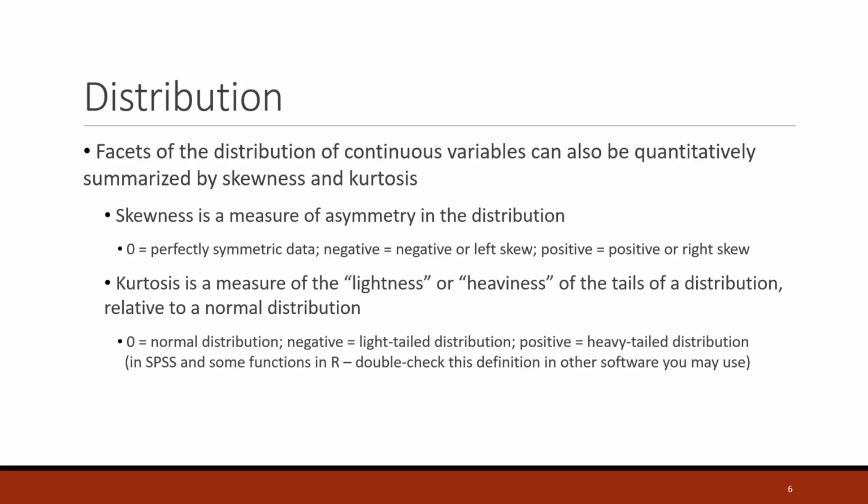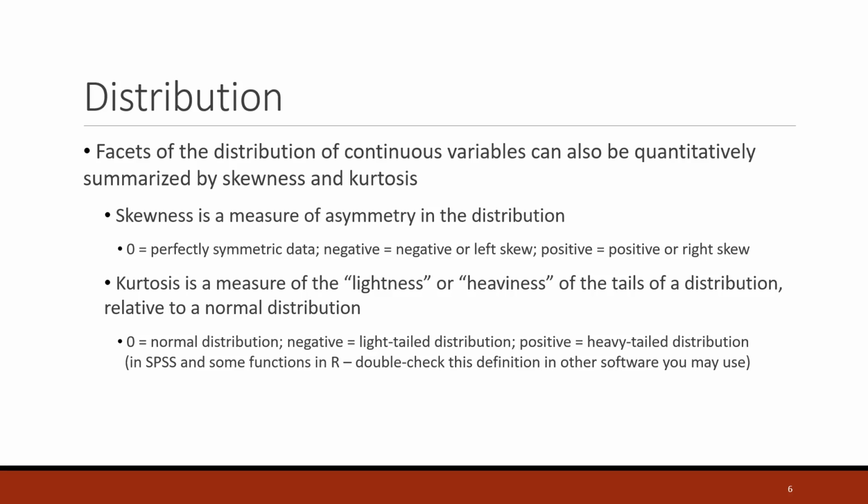Some additional facets of the distribution of continuous variables that we might want to take a look at, and that can be quantitatively summarized, are skewness and kurtosis. Skewness is a measure of asymmetry in the distribution of our variable. Skewness will be 0 for perfectly symmetric data. An example of this is the normal distribution.